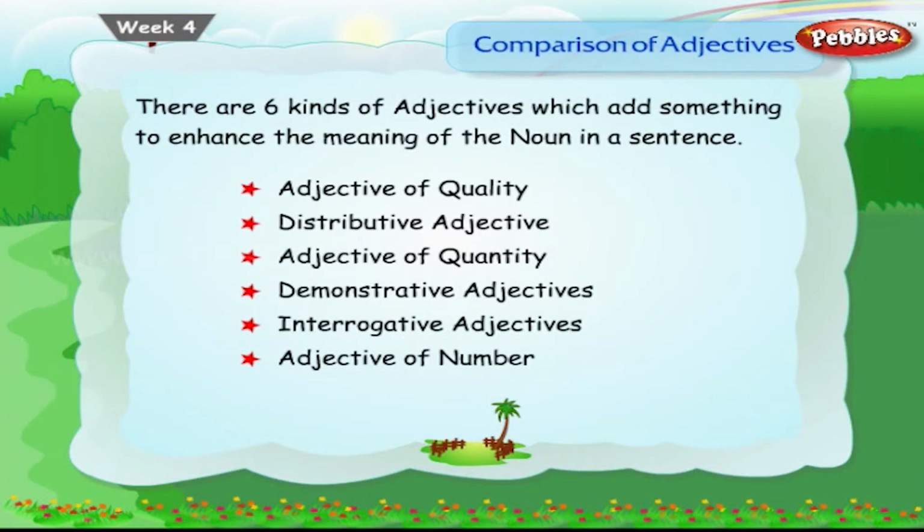Adjectives are of many kinds. There are 6 kinds of adjectives, which add something to enhance the meaning of the noun in a sentence. Adjective of quality, distributive adjectives, adjective of quantity, demonstrative adjectives, interrogative adjectives, adjective of number.